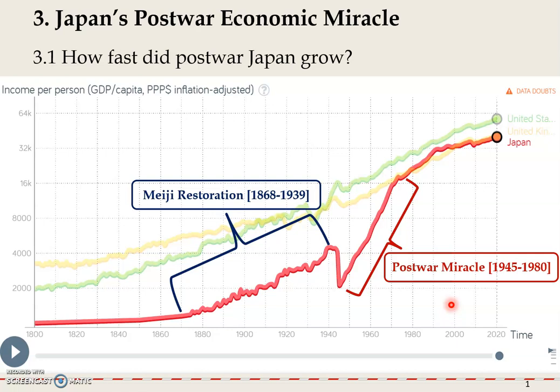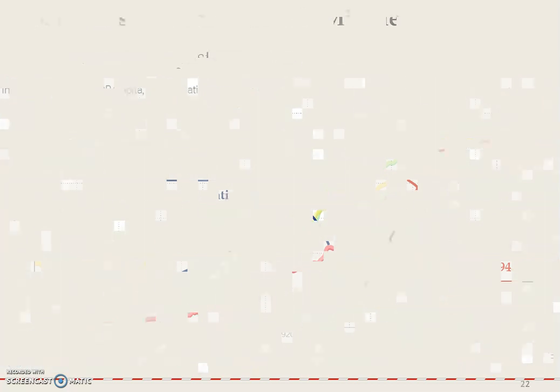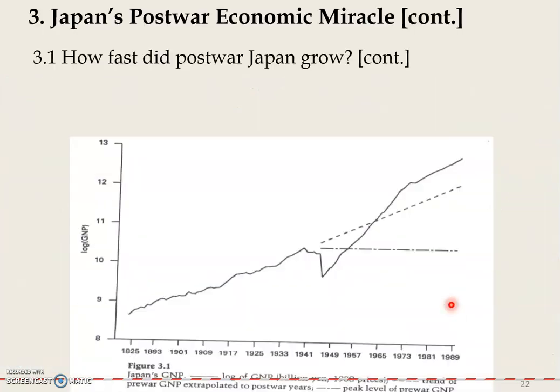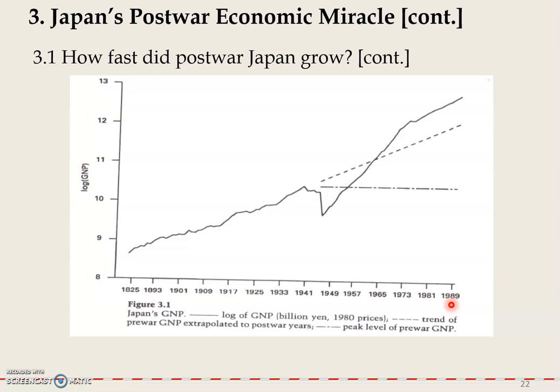Now for the post-war economic miracle, we find that there are more data available for us to do more rigorous economic analysis, so we will have more interesting findings. The first thing is, how fast did post-war Japan grow? Because we said that Japan is an A plus student, we really want to know how well it did after World War II.